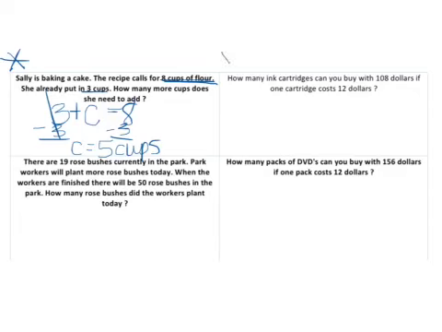We're now going to do the second problem. How many ink cartridges can you buy with $108 if one cartridge costs $12? So we have $108 and each cartridge is $12. If each cartridge is 12, we can make a T-chart to figure it out or to help us create our equation. If there's one cartridge, the cost is $12. If there's 2, the cost would jump up to $24. So what you're doing is you're multiplying to get your answer.